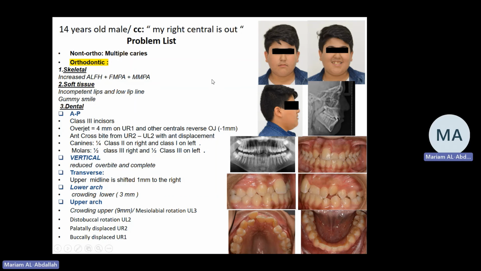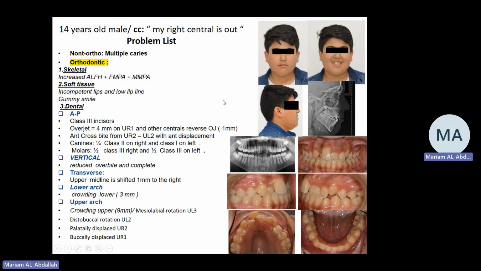Next is soft tissue. In the anterior posterior, soft tissues look normal, nasolabial angle is normal. Lips are incompetent. Lower lip line is low, so we have lower lip line. And vertically, the patient has gummy smile. Gummy smile. Now, these are problems related to soft tissues. And as you can see, the labiomental fold is flattened due to the incompetent lips and the active mentalis muscle.